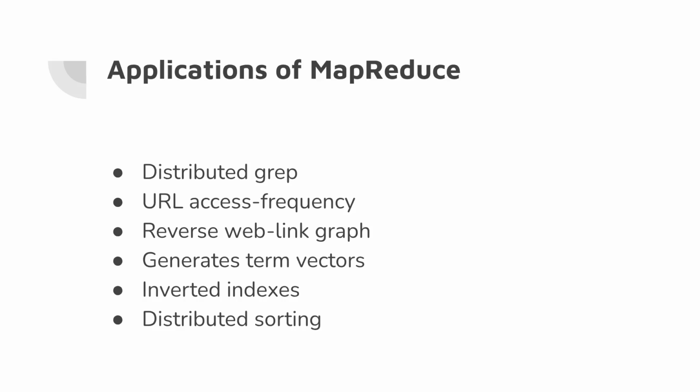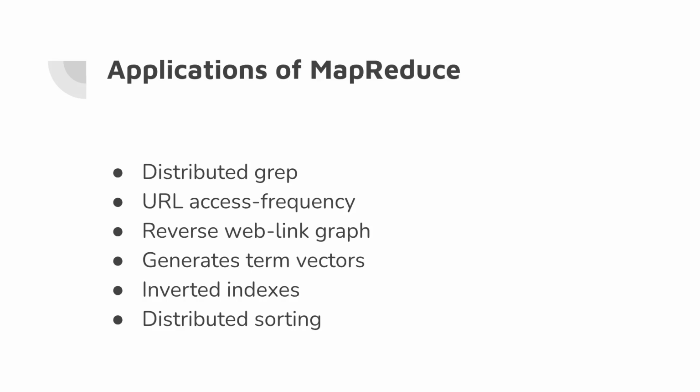Word count is only one possible application. The authors describe several other problems that can be expressed using MapReduce. Distributed grep searches large collections or files for matching lines. URL access frequency counting determines how often each web access address is requested. A reverse web link graph identifies all pages that link to a particular page.